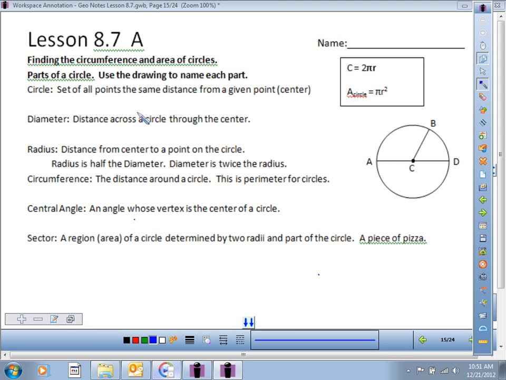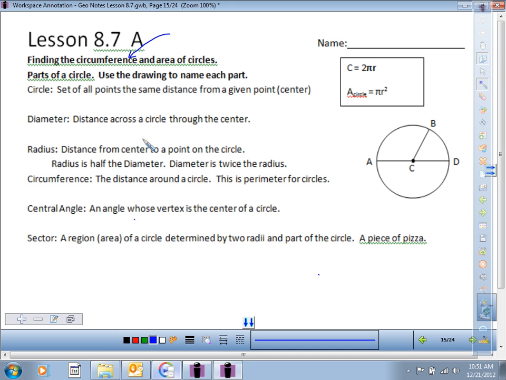This will be Geometry Lesson 8.7. Today we'll be discussing two different concepts that go with circles. We'll be talking about area and circumference of circles. What circumference is we'll talk about here in a little bit, but that's more or less perimeter for a circle. So here are all our definitions.